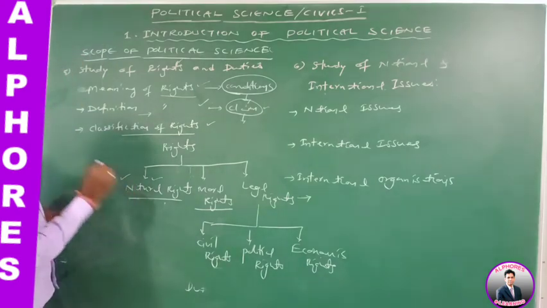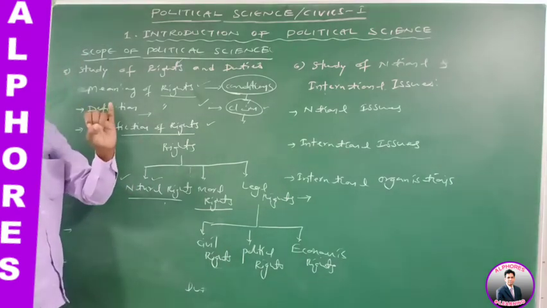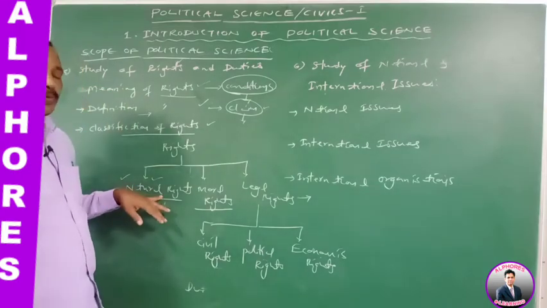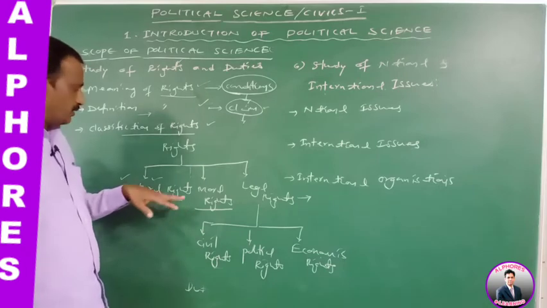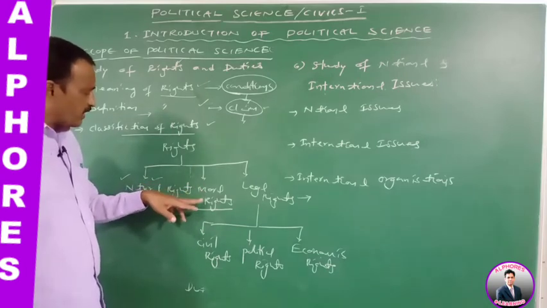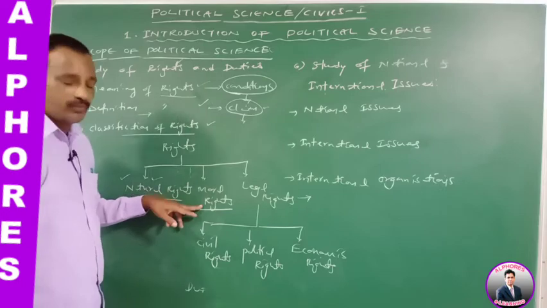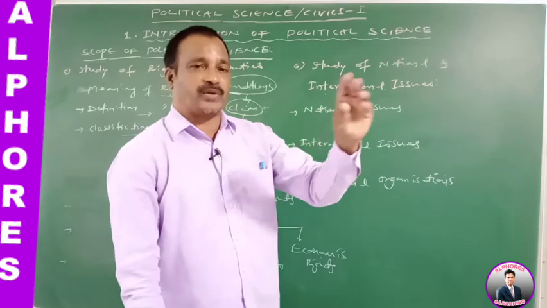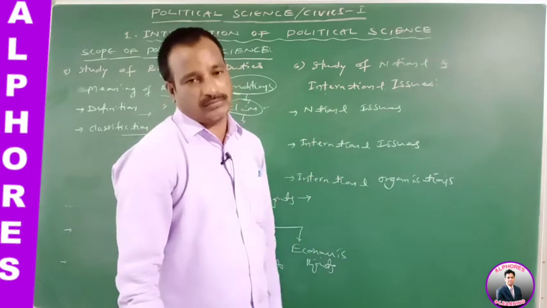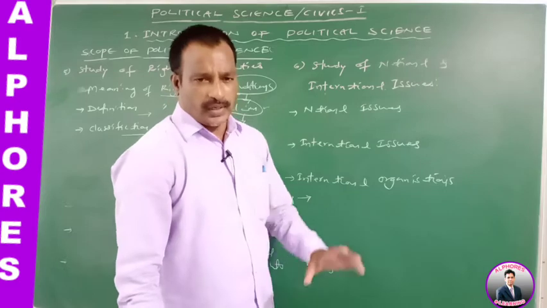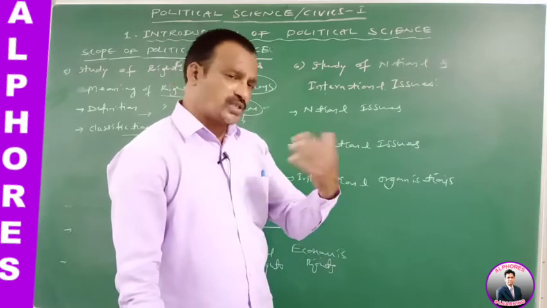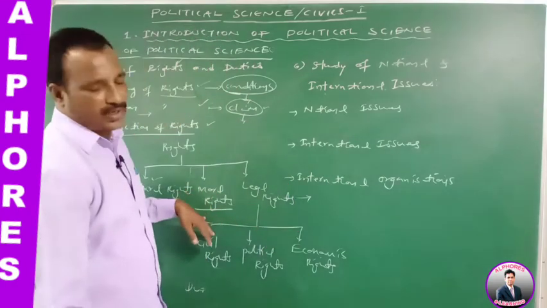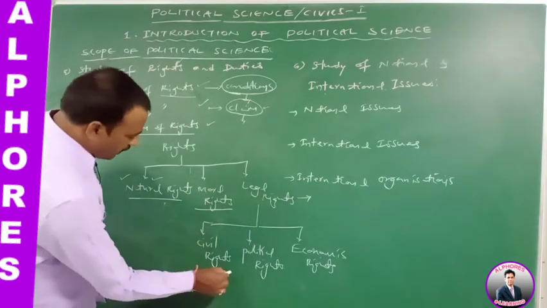What are the examples of natural rights? Right to life, which is the first and foremost right of individuals. Then right to property, etc. Then what are the examples of moral rights? It is the right of a teacher to receive respect from his students. It is the right of parents to receive help from their children, etc. These are the moral rights. Next, what are the civil rights?